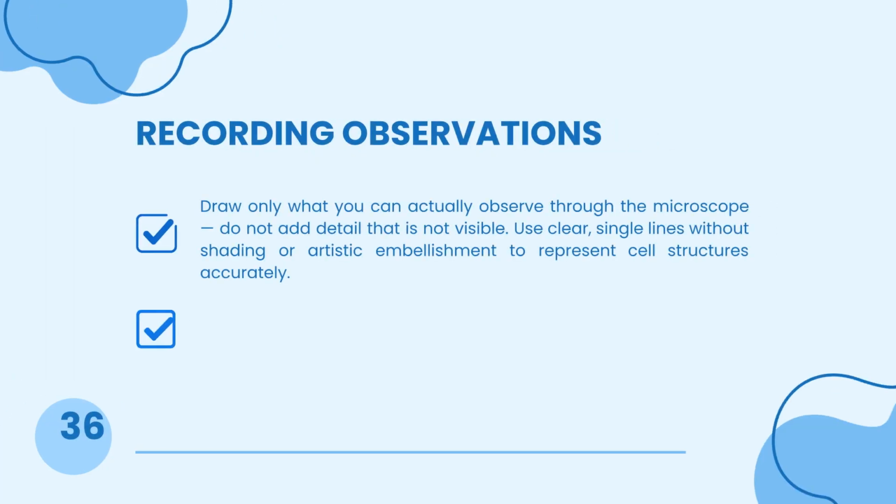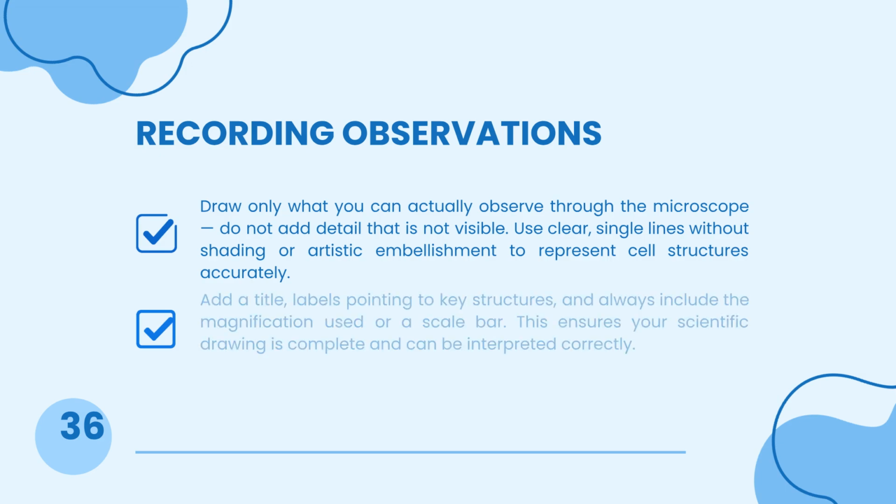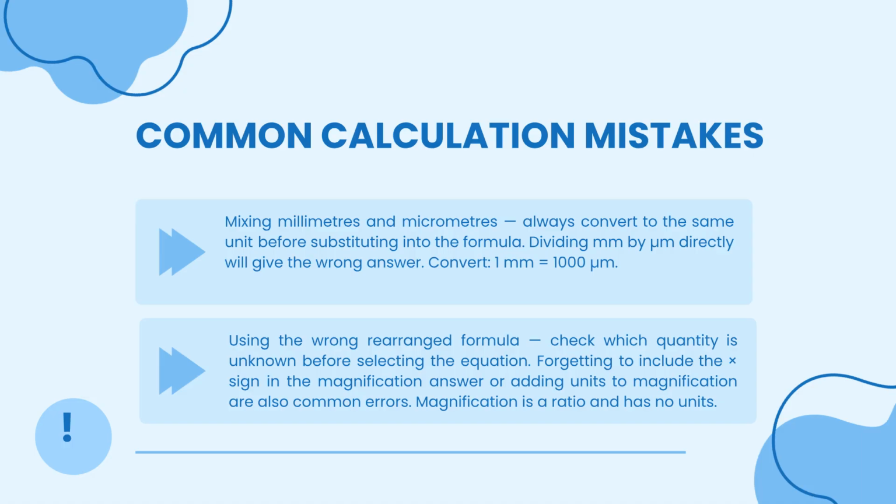When recording your observations, draw exactly what you see using clear, single lines. Avoid artistic shading, and always include a title, labels, and the magnification or scale bar. Avoid common calculation errors by ensuring units match before substituting into formulas. Remember, 1 millimeter equals 1,000 micrometers, and magnification is a unitless ratio.